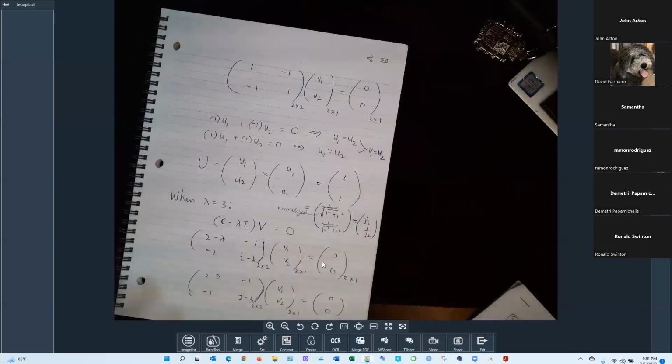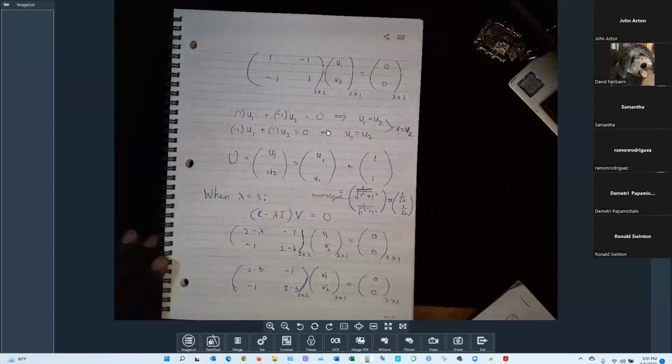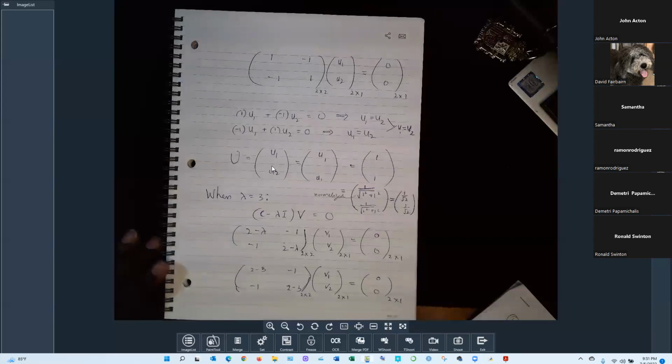Then we got this one, U1 equals U2. That means both equations will give you U1 equals U2 and U1 equals U1. U2 will be replaced by U1. For U1, you can substitute any number. They both will carry the same thing. So what I'm going to do is divide this to normalize it. You have to normalize: 1 over root 2, and 1 over root 2. I'm going to do the same thing for the other eigenvalue.